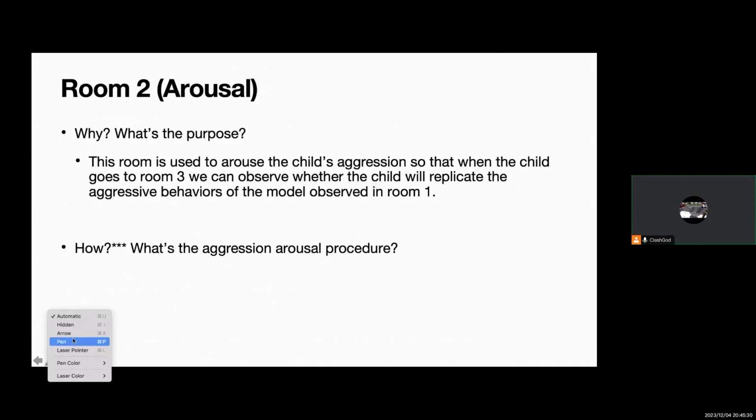Now let's move on to room 2. After room 1, where observing the aggressive or non-aggressive behavior is done, we're going to go to arousal, which is room 2. Now, what is arousal and what is the purpose of room 2?